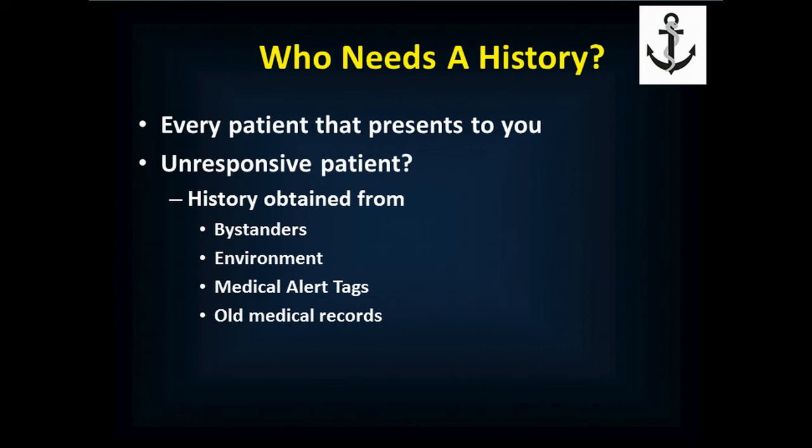Even in an unresponsive patient, you can get a history from the bystanders, by looking at the environment, by looking at medical alert tags, or if this is a patient who's known to you, by old medical records. You can go through and evaluate all these resources to get quite a bit of information. For example, if you have a crew member who's a diabetic who often has low blood sugars and is unresponsive, you may know that as the medical PIC or the medical care provider, and you would be able to suspect that that's what's going on if you found them unresponsive.